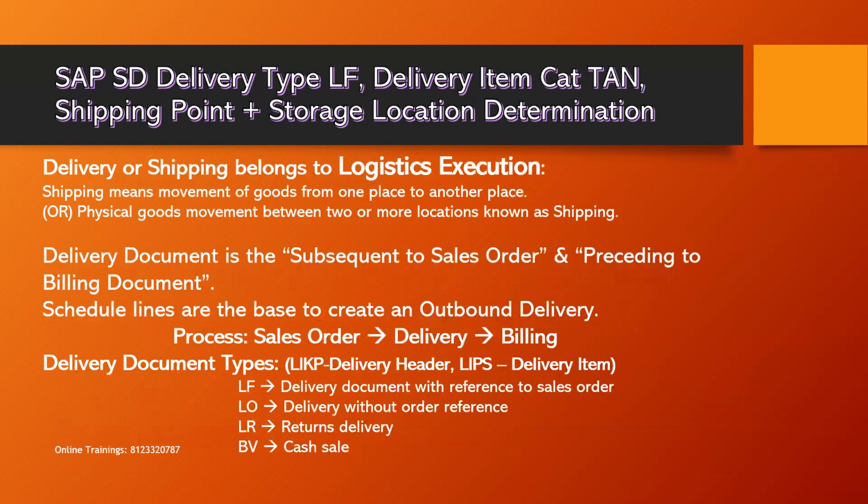So let us see. Delivery or shipping belongs to the logistics execution part. Shipping means the movement of goods from one place to another place, or we can derive it in such a way that physical goods movement between two or more locations is known as shipping. The delivery document is the subsequent document to the sales order and the preceding document to the billing document.